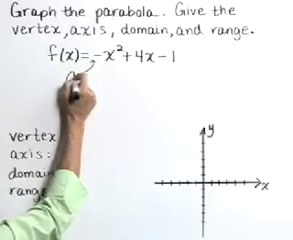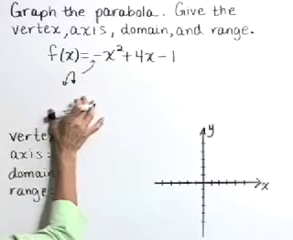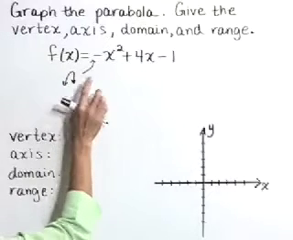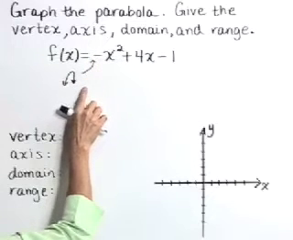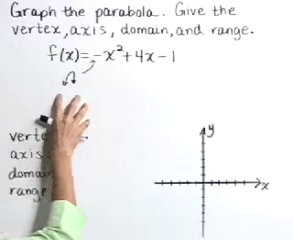Therefore, this parabola is going to open downward. It's going to have the same basic shape as our function f of x equal x squared as well, because the absolute value of this coefficient is equal to 1. So it opens downward, with the same basic shape as f of x equal x squared.